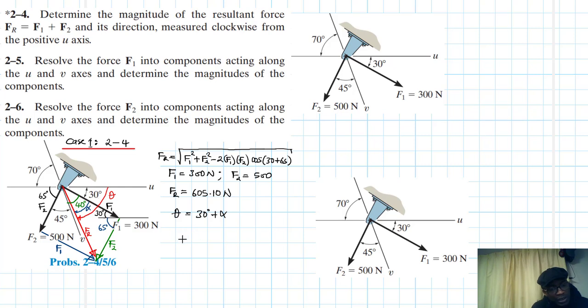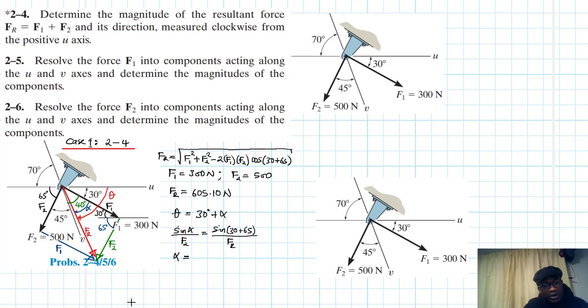We are going to use sine rule to find alpha. So we just say sine alpha divided by F2 is going to be equal to sine 30 plus 65 divided by FR. Okay, therefore alpha is just going to be equal to, what is alpha going to be? We know what FR is, we've already found it. So let's work it out.